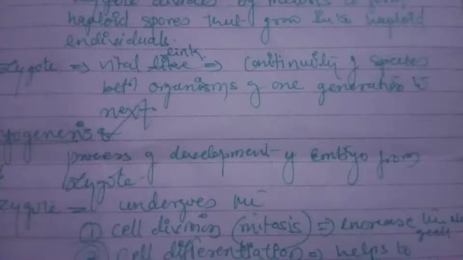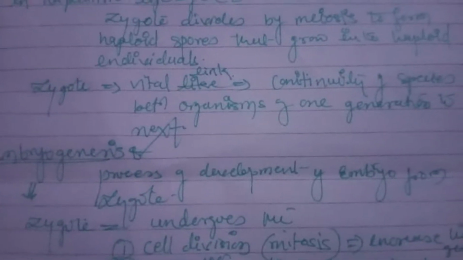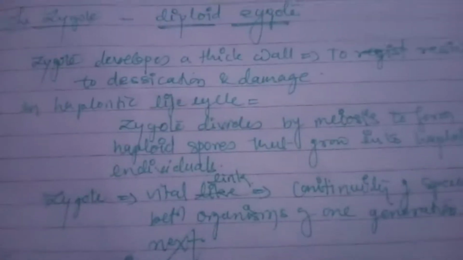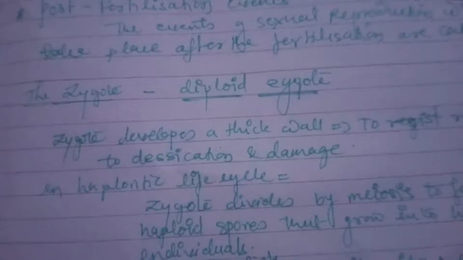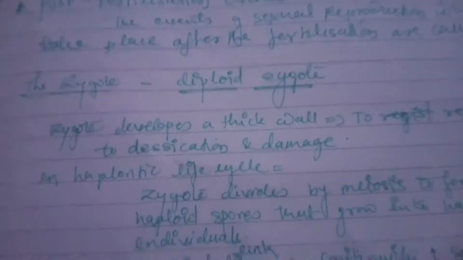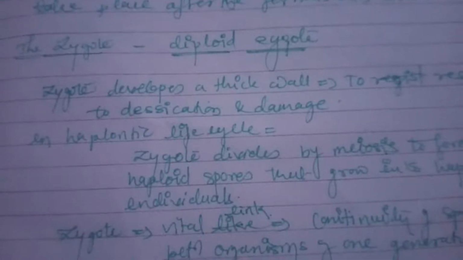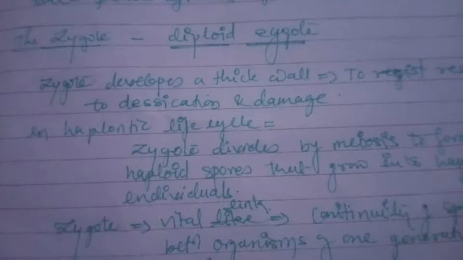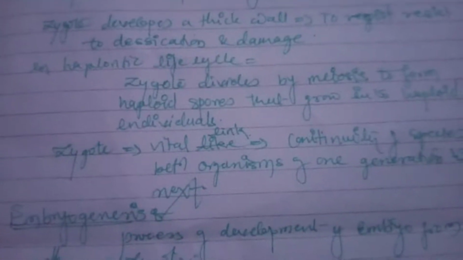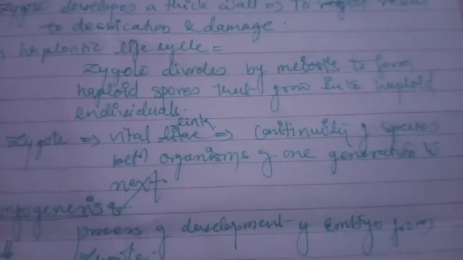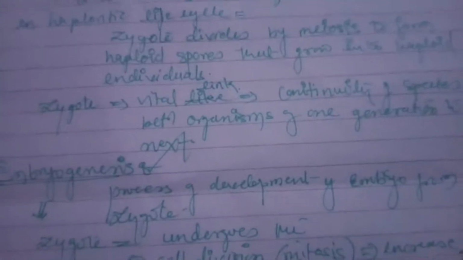For species continuity from one generation to the next, zygote formation is very important, right? This is about the zygote. In post fertilization events, the zygote is going to form. The zygote is diploid in nature, and in some zygotes it is going to develop a thick wall to resist desiccation and damage. And in haplontic life cycle, the zygote undergoes meiosis to form haploid spores, and those grow into haploid individuals. What is the importance of zygote?